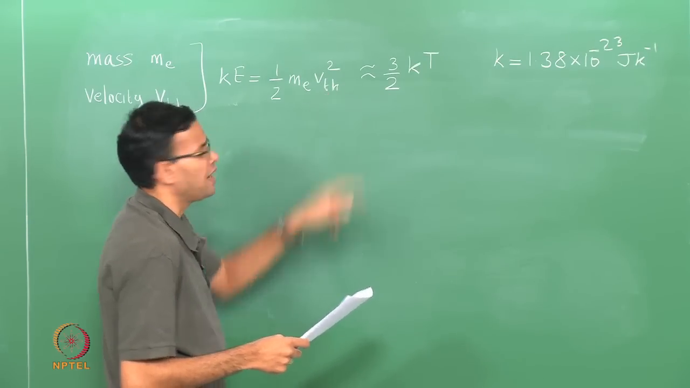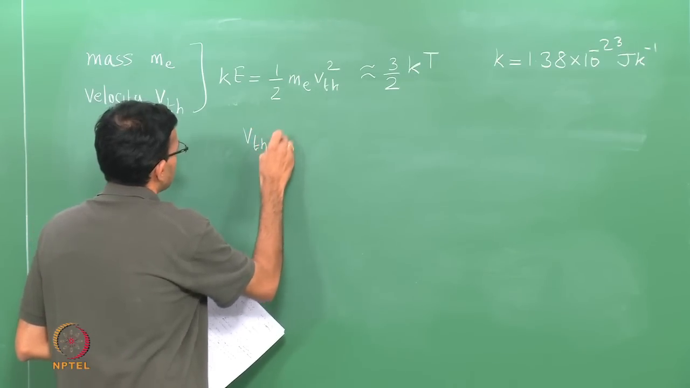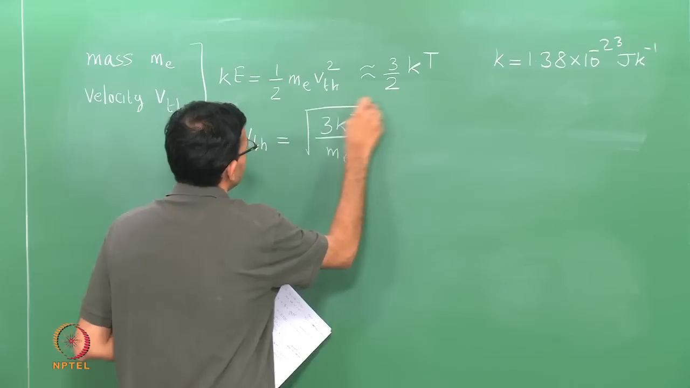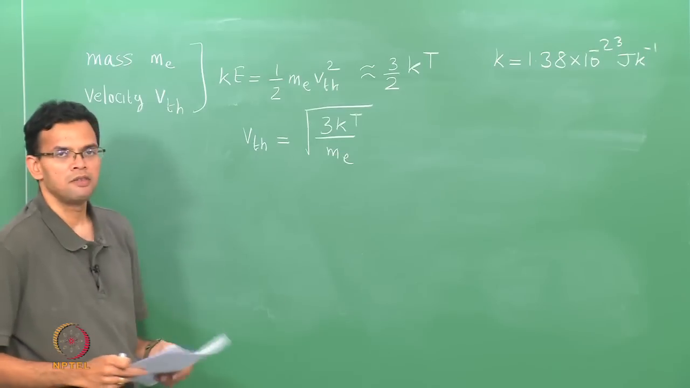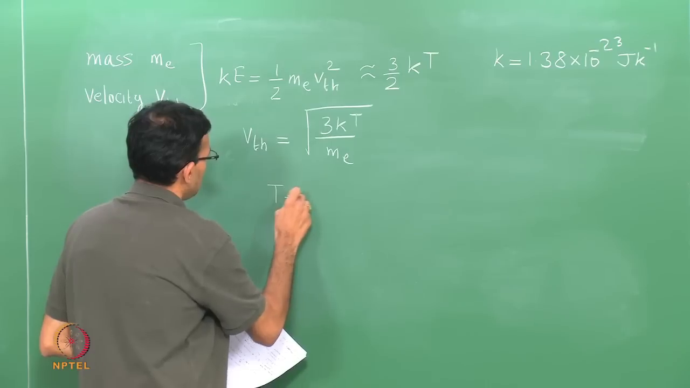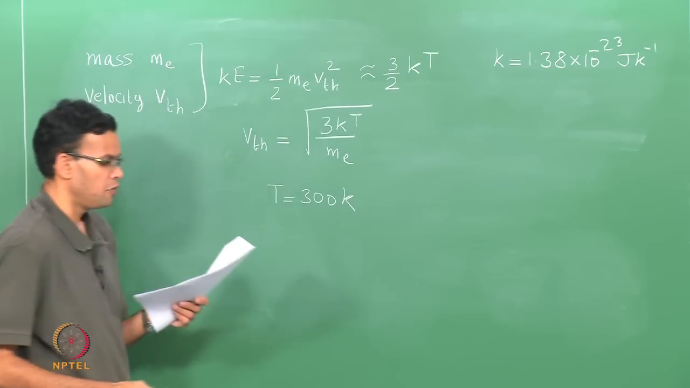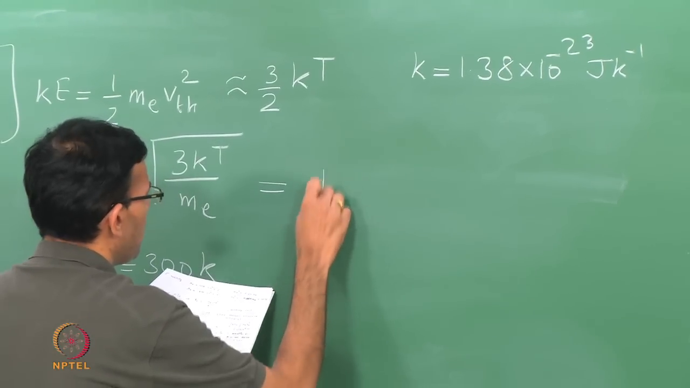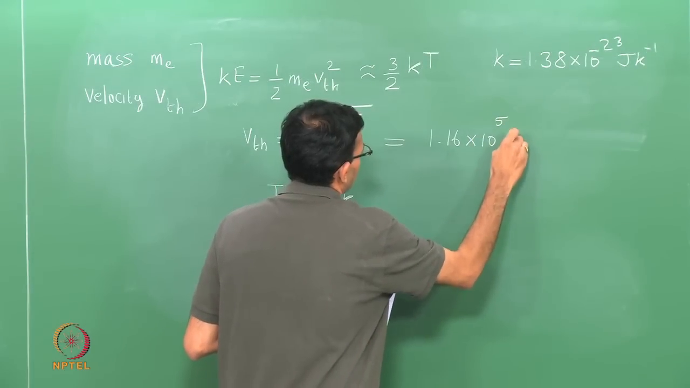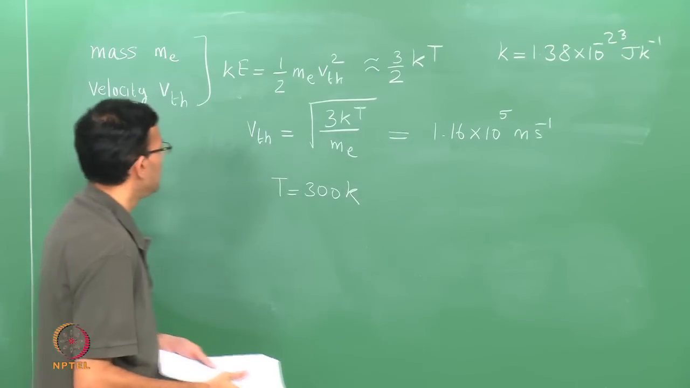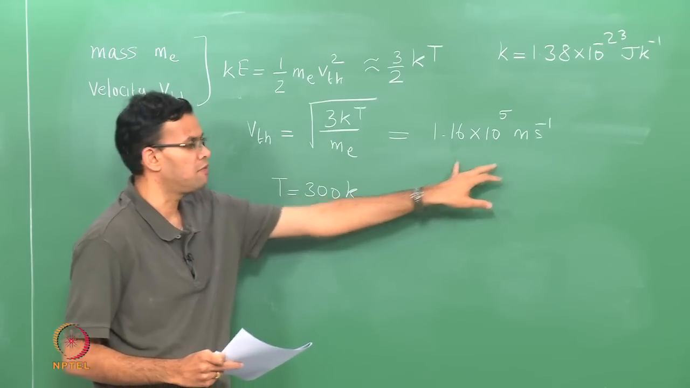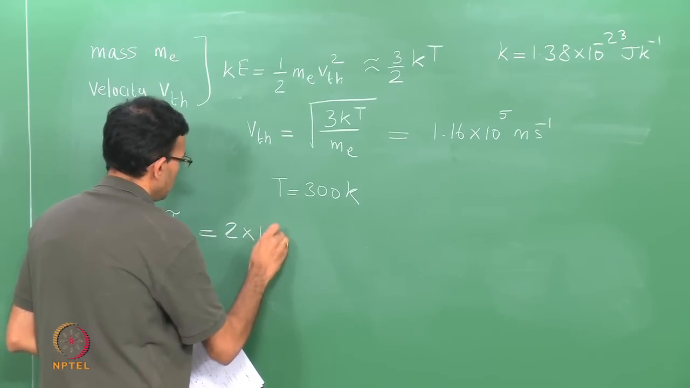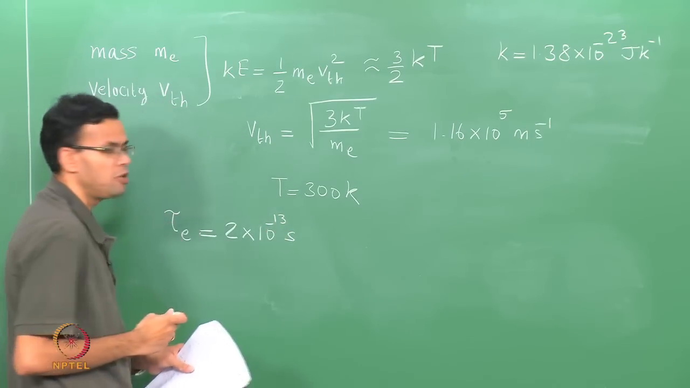Equating this expression, we can find a value for v thermal, or the velocity of the electron, which is nothing but square root of 3 k T over m e. We can again plug in all the numbers. We are doing this calculation at room temperature, so temperature is 300 Kelvin. If you do this, v thermal works out to be 1.16 times 10 to the 5 meters per second. So, we calculated v thermal to be about 1 times 10 to the 5 meters per second. Earlier we saw that the time between two scattering events was 2 times 10 to the minus 13 seconds or 0.2 picoseconds.